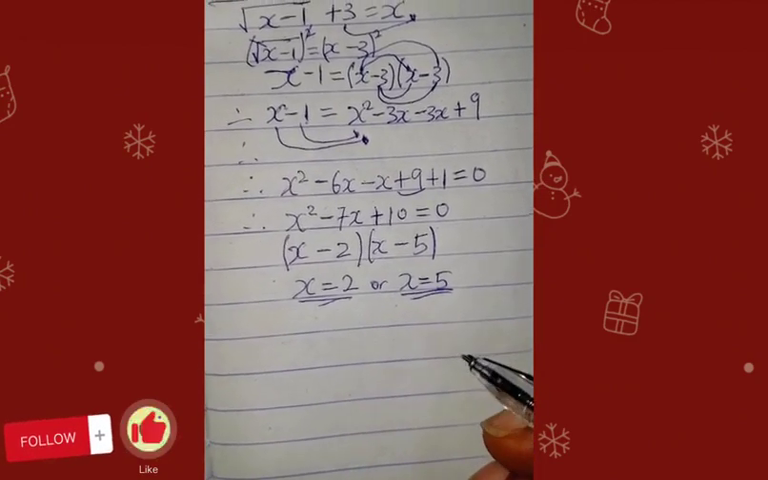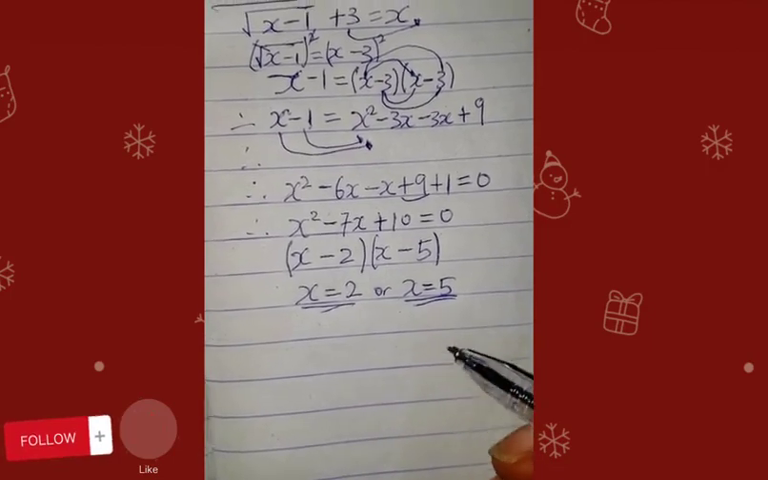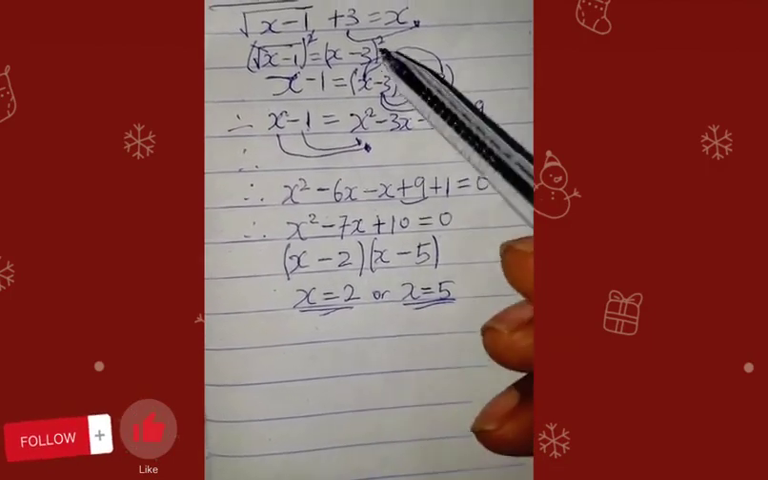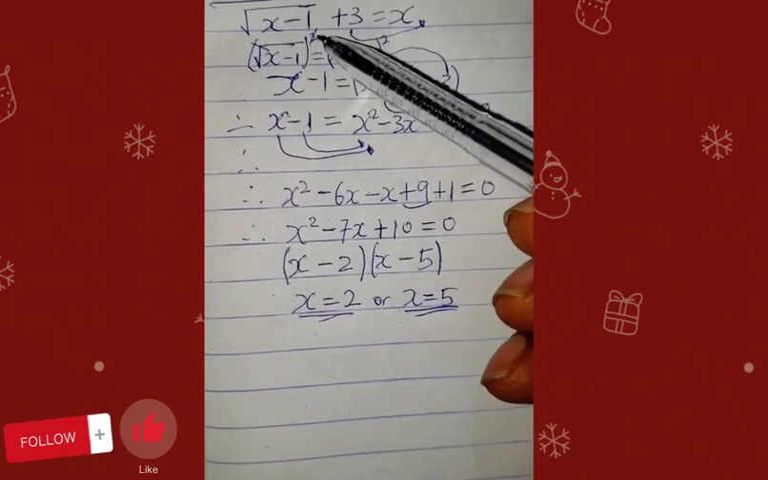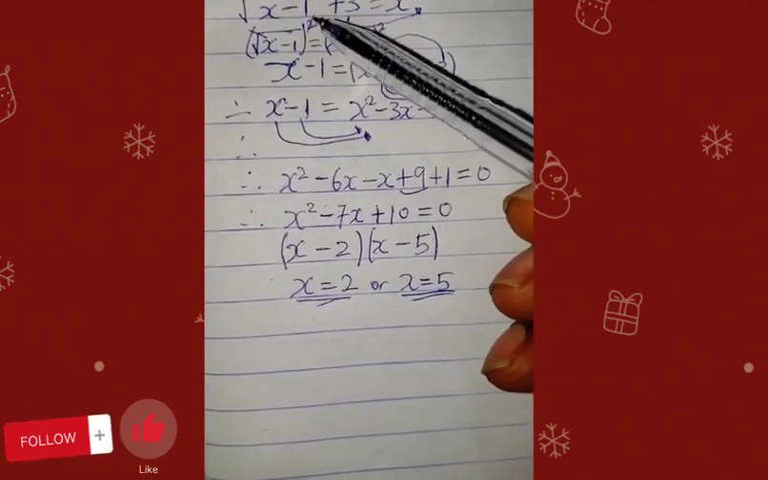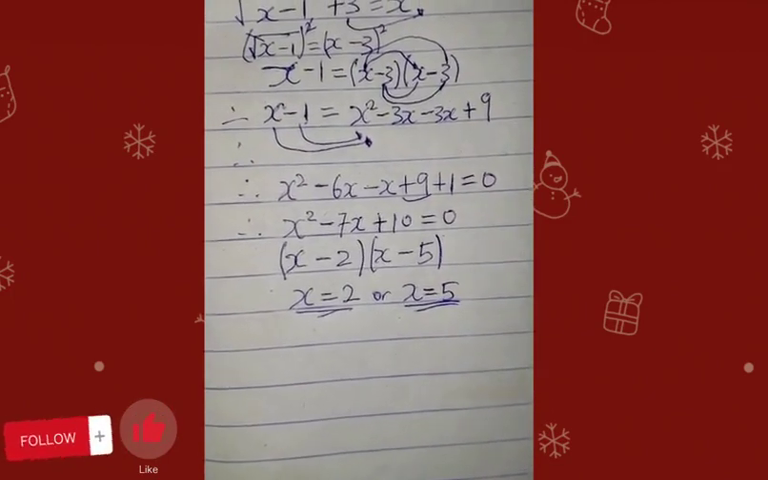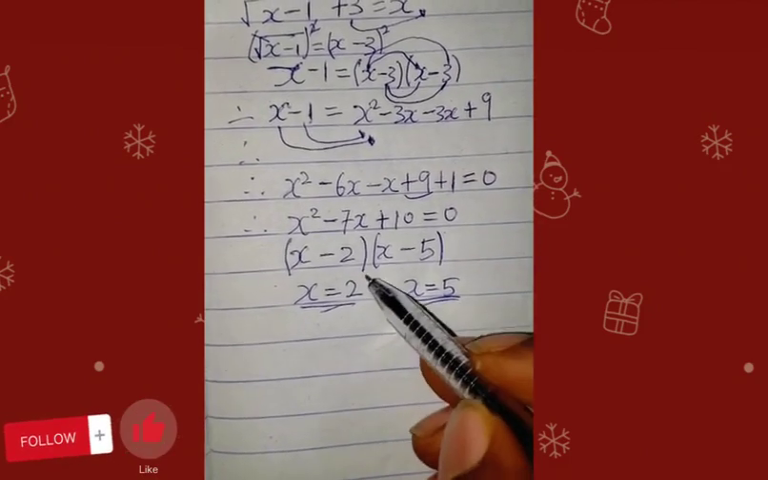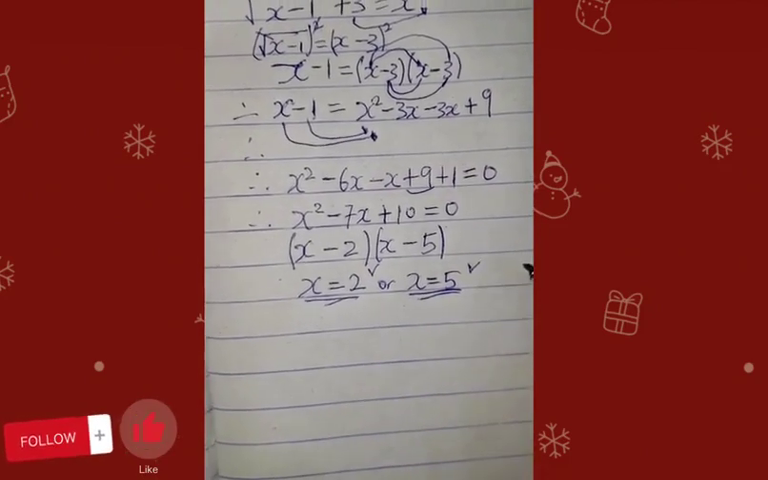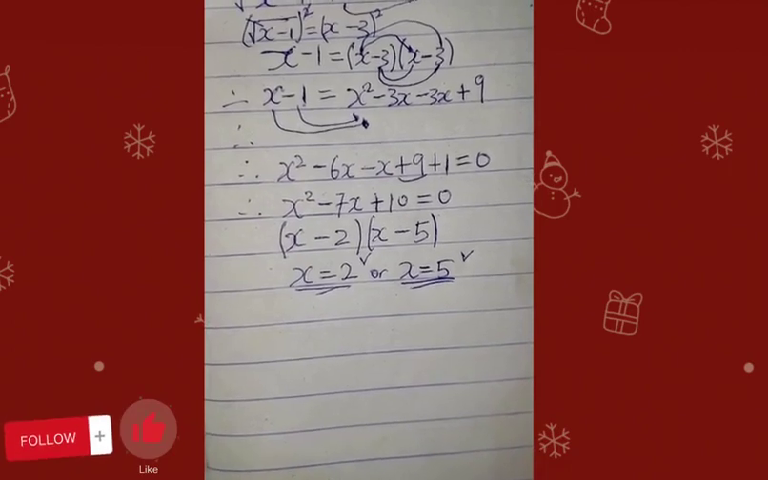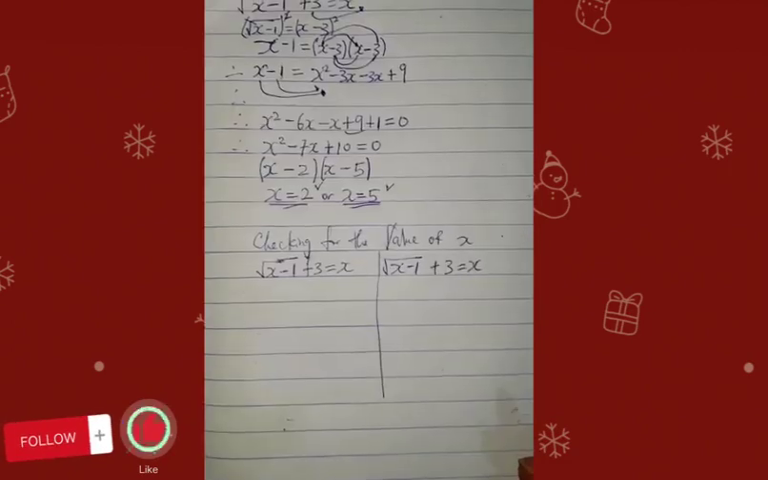That is not all. We need to satisfy, because we are going to find the value of x here. So we need to check. Don't forget, when you are working surds that involve an equation, you should check. Maybe your answer will be 2 or 5. Now what we want to do is to check. Now let's work that out.